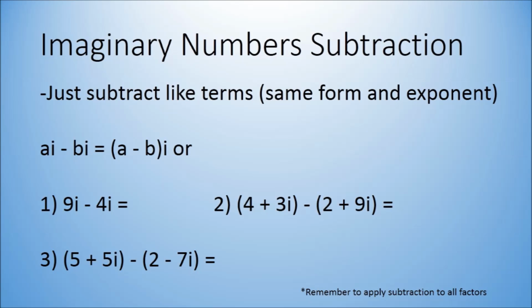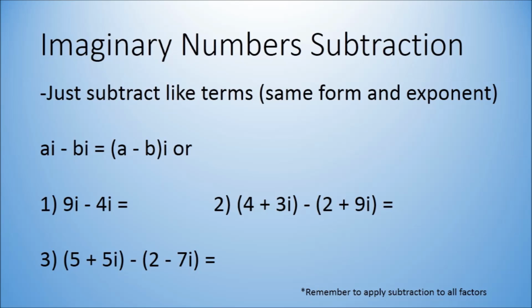Imaginary number subtraction is basically the same as addition, except you're subtracting. So same thing, you need like terms, and instead of addition, you're subtracting. So the first one, 9i minus 4i, would be 5i. And then for the next two, you've got to make sure they're like terms. So for number 2, you've got 4 minus 2 would be 2, and then 3i minus 9i would be -6i, so you get 2 minus 6i.